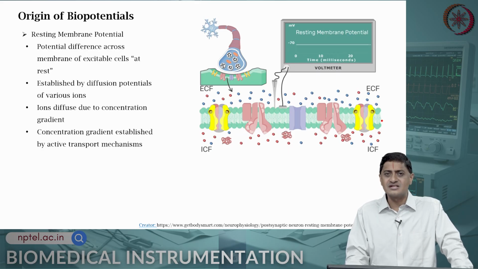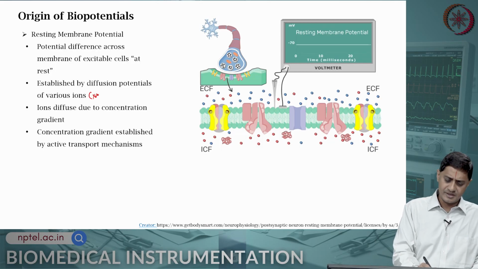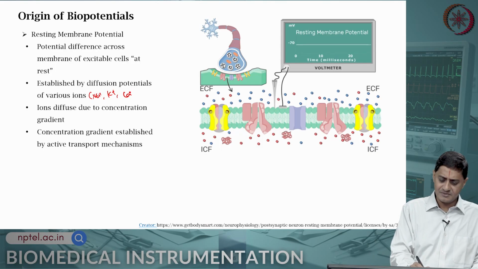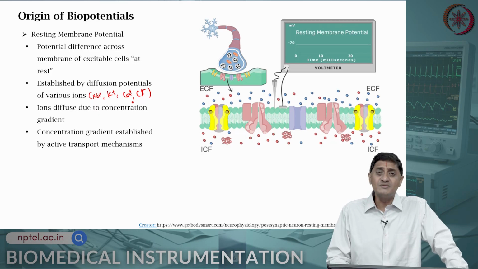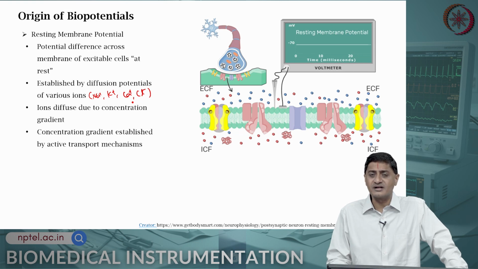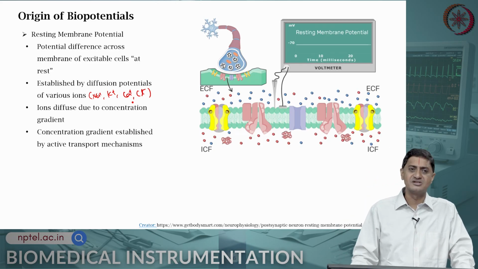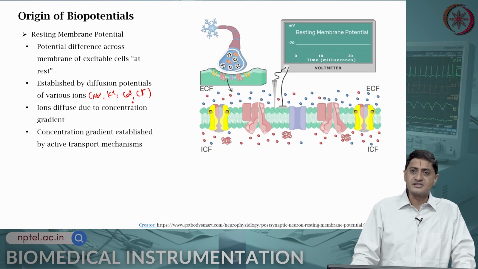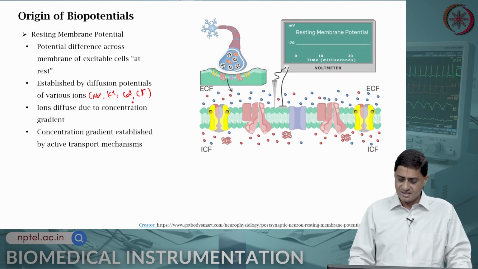It is essentially established due to the interaction of multiple diffusion potentials of multiple ions. So, what are these various ions? Sodium, potassium, calcium, chloride. We discussed this. Ions will diffuse due to a concentration gradient, but the concentration gradient alone is not the only factor. There is also a potential gradient. We will discuss that in a future segment, or maybe in this segment itself. How is this concentration gradient established? By active transport mechanisms.